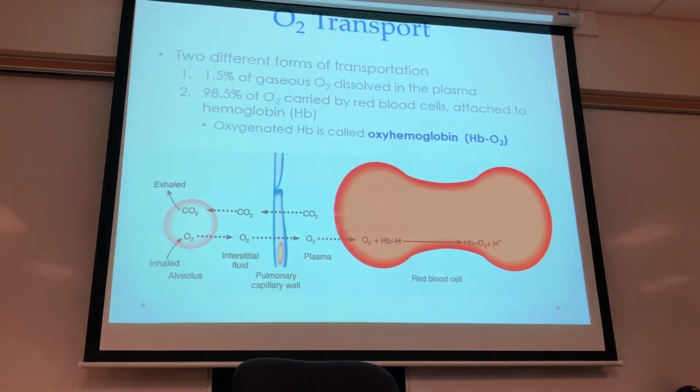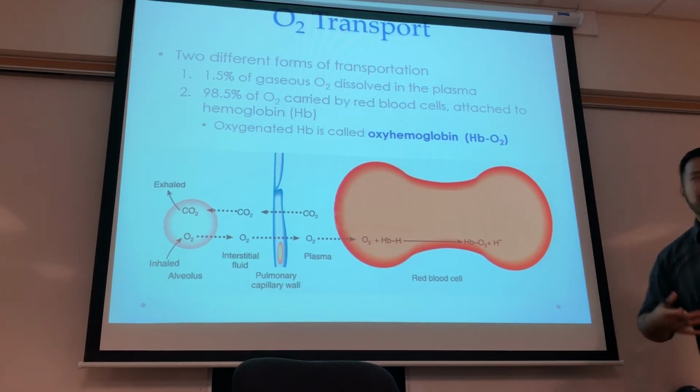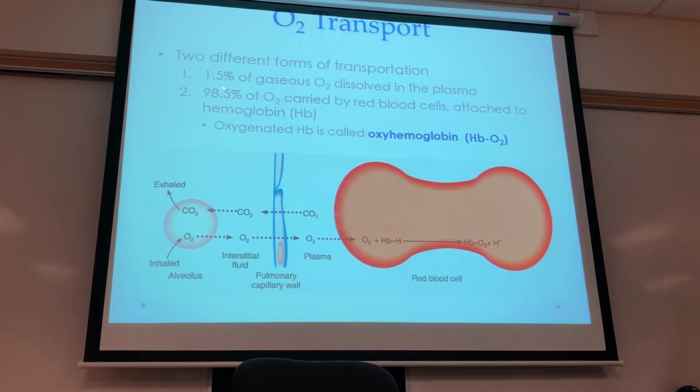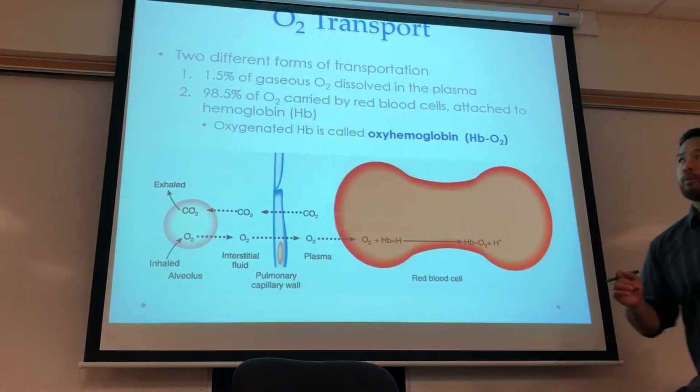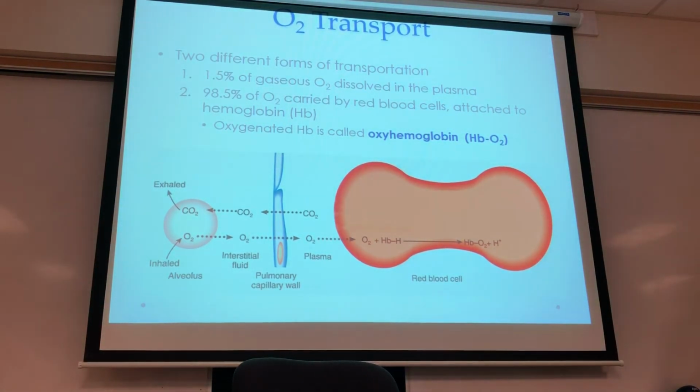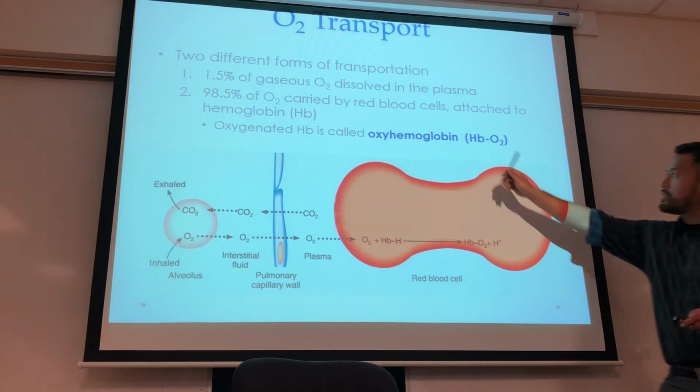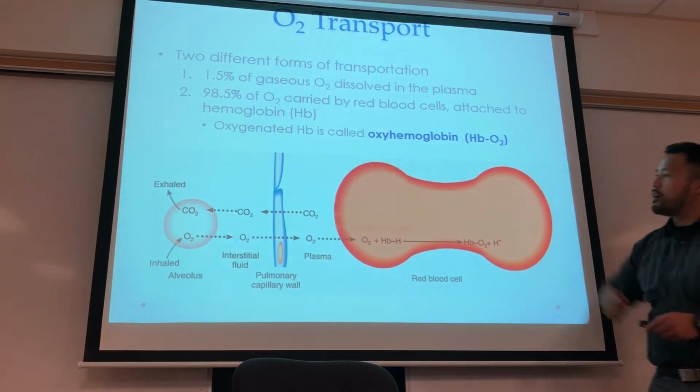Right now, I'm just talking about oxygen, where out of all the 100% of oxygen that we can carry in our circulatory system, 1.5% of that is dissolved in gas form. And that's just dissolved right there in the plasma. The other 98.5%, since we have low solubility of oxygen in the blood itself, has to actually be carried by hemoglobin. When hemoglobin binds to oxygen, we call that oxyhemoglobin, or represented by HbO2.